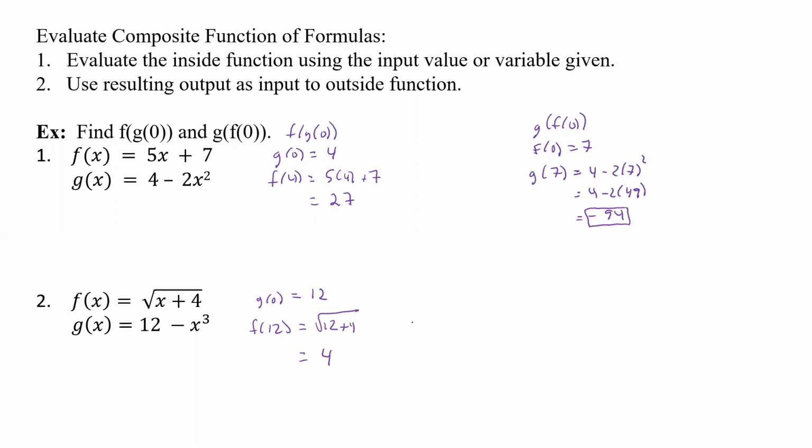Okay, now what if we do f of 0 first? Well, f of 0, if we plug in 0 here, it's going to be the square root of 4, which is 2. And then we want g of 2. Well, that's going to be 12 minus 2 cubed. 2 cubed is 8, so 12 minus 8 is equal to 4. Okay, so in both cases on this one we get the same answer, but that's okay. The normal is you should get different answers when going for f of g of 0 and g of f of 0. All right.